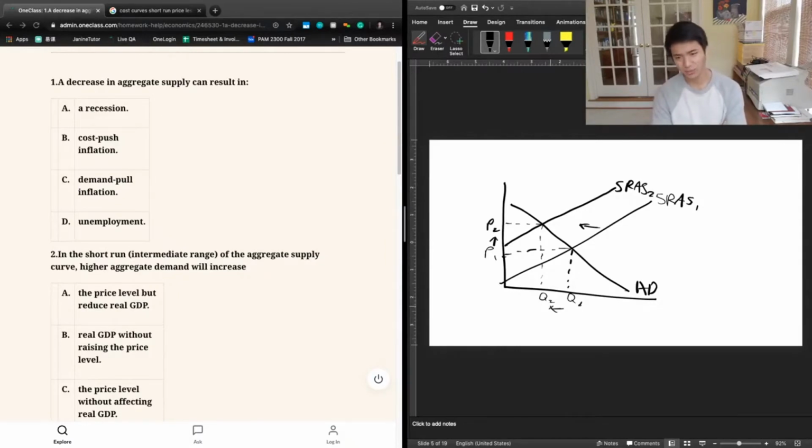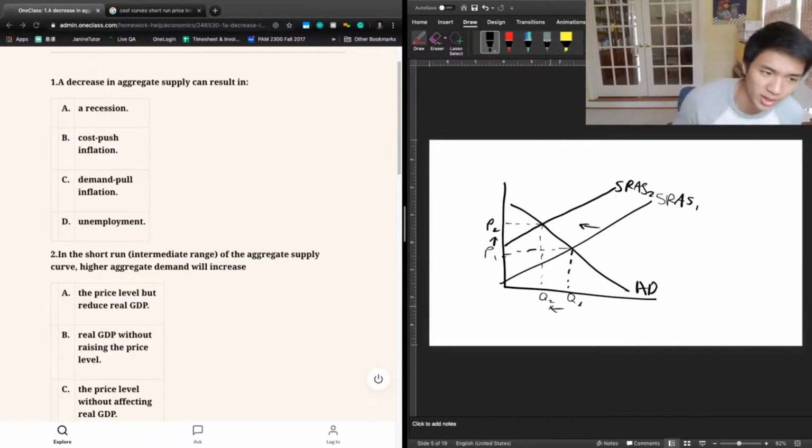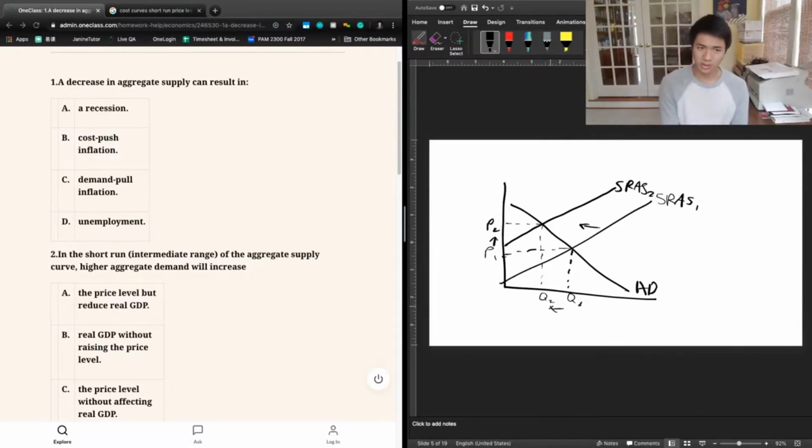C says demand pull inflation. And so this one refers to when inflation is going to occur, prices are going to go up because aggregate demand is going to increase. Therefore, aggregate demand shifts to the right, and we would see an increase in inflation. However, in our current circumstance, we're only talking about shifting the aggregate supply, not shifting the aggregate demand at all. And so demand pull inflation does not seem to be a really good description of our situation.